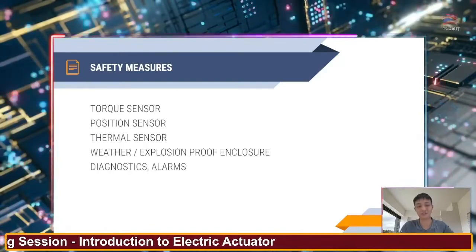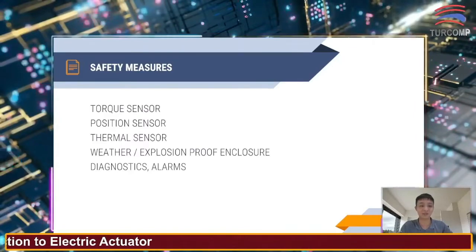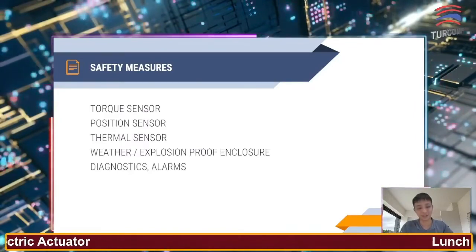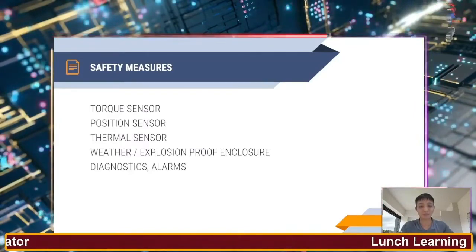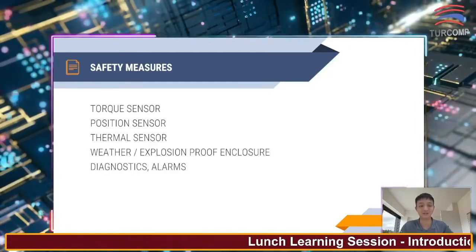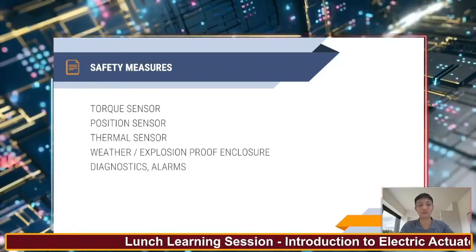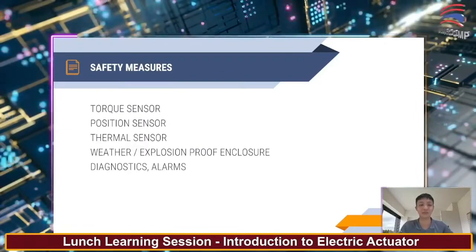For example, for the valve, if the valve only opens at 90 degrees but the position actually goes for more than that, something might happen. It might cause some kind of process upset or even damage the valve itself. So the position sensor is also very important to monitor the current position and make sure it doesn't go beyond the limit.